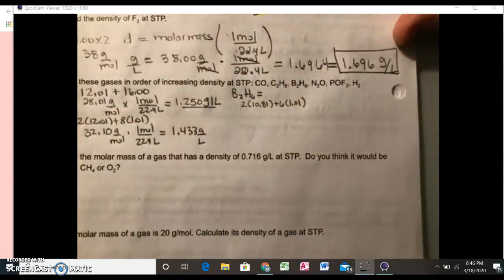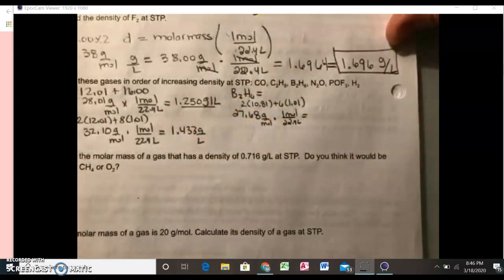B2H6. Boron is 10.81, so 2 times 10.81 plus 6 times 1.01. And I get 27.68 grams per mole multiplied by 1 mole, 22.4 liters, and I get 1.236 grams per liter.